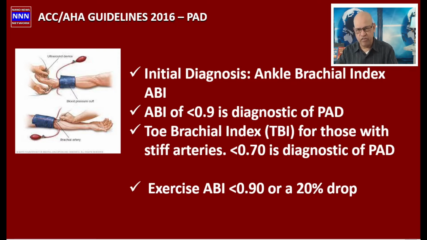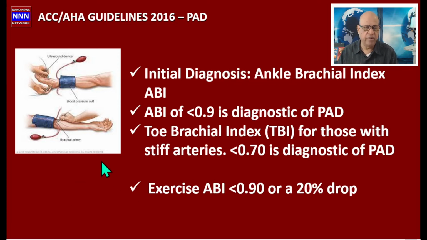But there are a group of patients who have significant atherosclerosis. They are stiff arteries and they don't give proper readings. In those patients, we can measure the toe brachial index. It's called the TBI. And if the toe brachial index is less than 0.7, it is diagnostic of peripheral arterial disease. If we are still in the borderline zone between 0.8 and 0.92, then we can do an exercise ABI, and if there's a 20% drop in the index, then that is an indication of peripheral arterial disease.